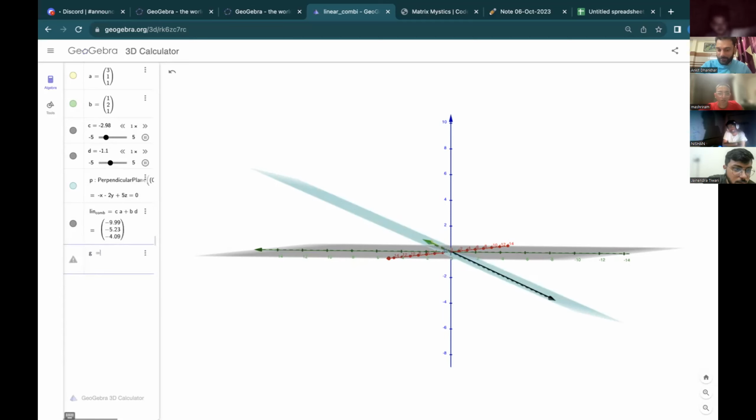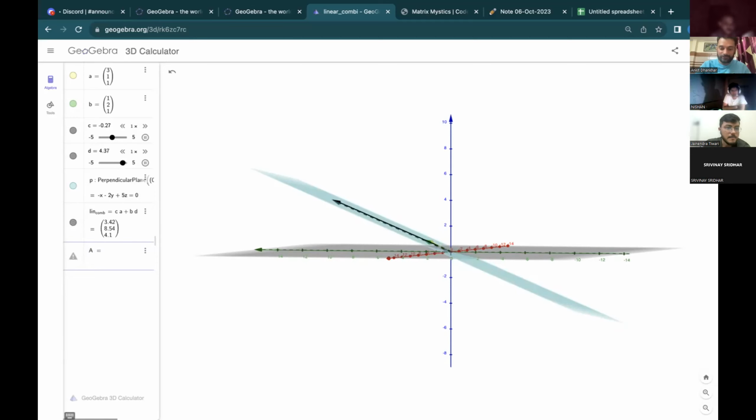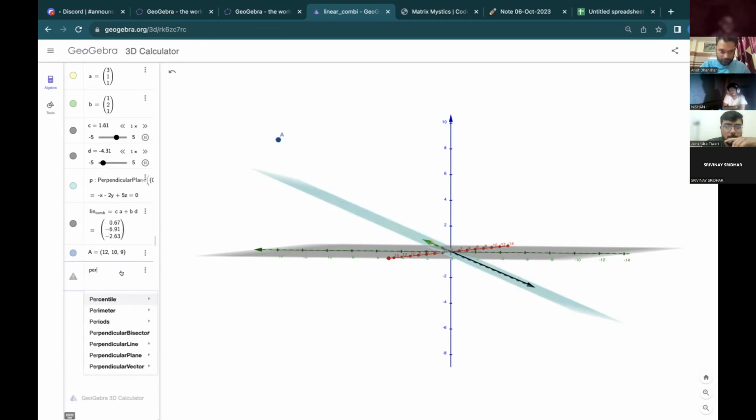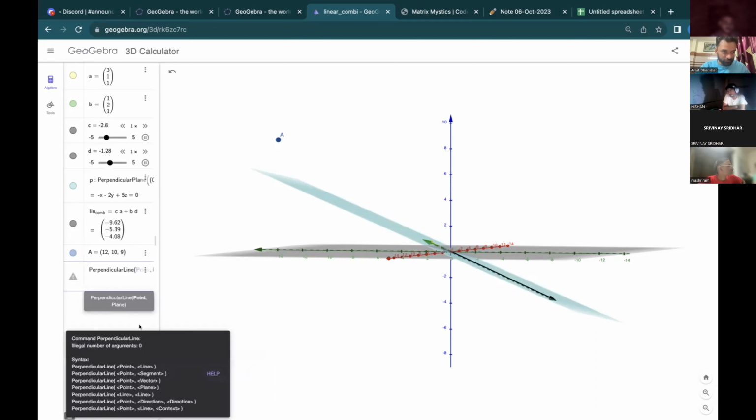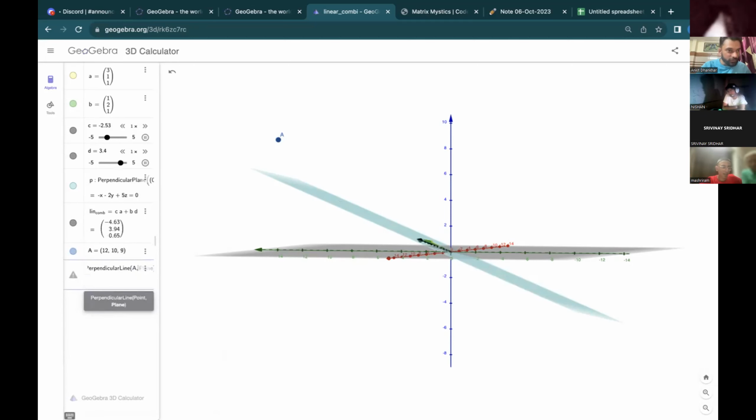He's saying just write a point P, a capital letter for the variable. Now it will become a point. Yes, 12, 10, 9. Now draw a perpendicular line. Point and plane. And for the plane we have the linear combination.